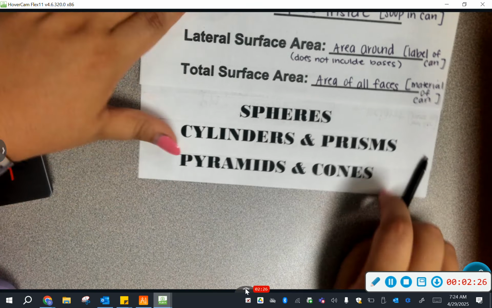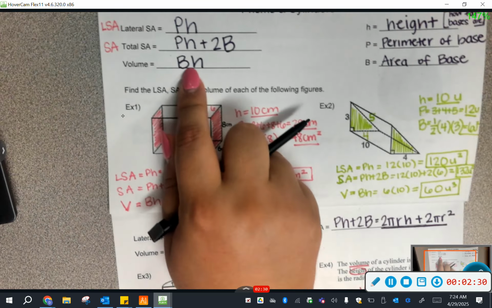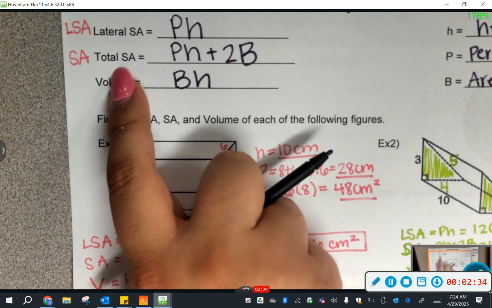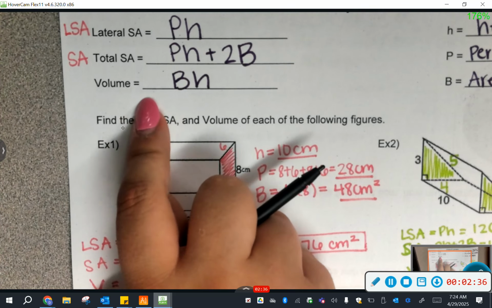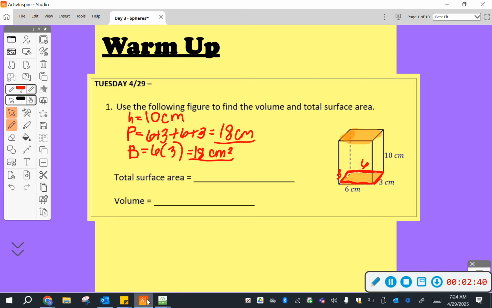Yesterday, in our notes, we learned 3 formulas. Which 2 does it want today? What does the problem ask for? Total surface area and volume. So I'm just going to copy down these formulas. And on your test or your quiz or anything, I want you to copy down the formula. I want you to plug in the numbers.